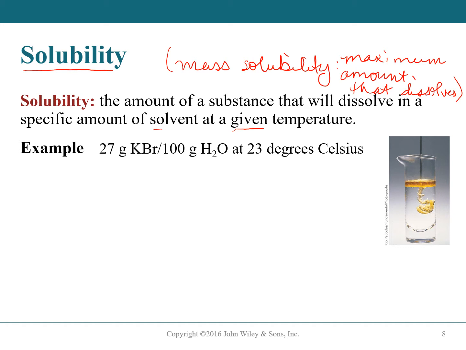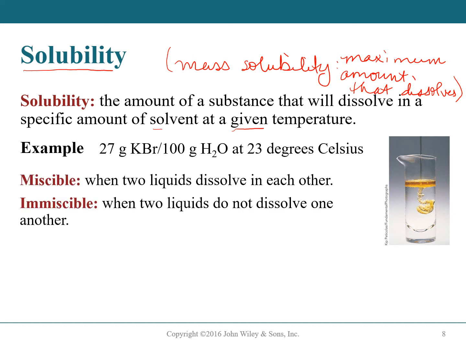Okay, so in our example, if I had put in 29 grams of potassium bromide in 100 grams of water, only 27 will dissolve and 2 grams will be on the bottom. If I put in 24, then basically all of that will dissolve. Okay?